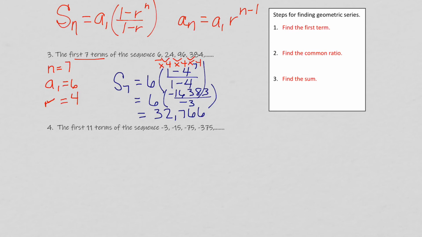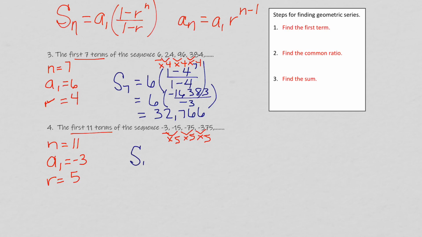Okay. All right. The last one. We're going to find the first 11 terms of the sequence. So my n is going to equal 11. My a sub 1 is negative 3. And notice negative 3 to negative 15 is going by 5, being multiplied by 5. Negative 15 times 5 is negative 75, and negative 75 times 5 is negative 375. So my ratio is 5. And we can plug that into our formula.